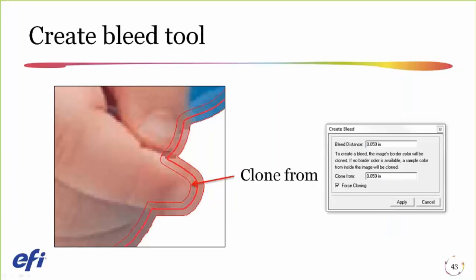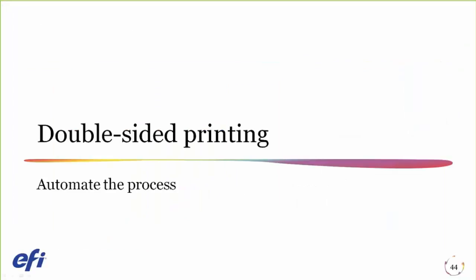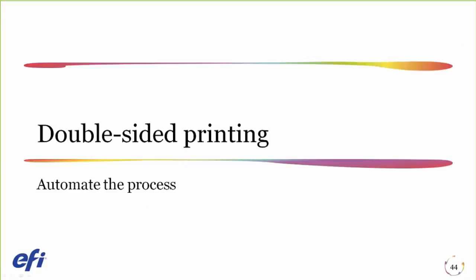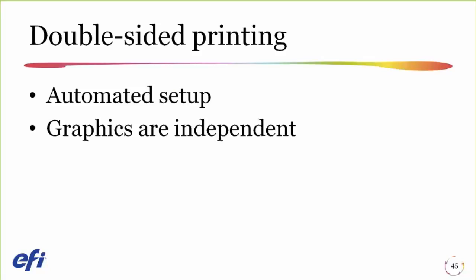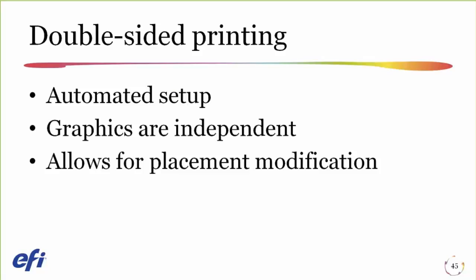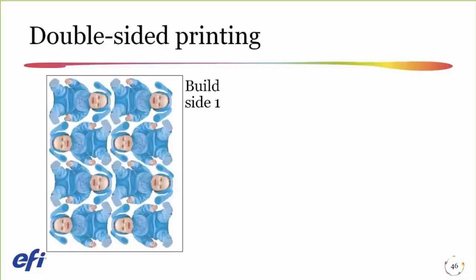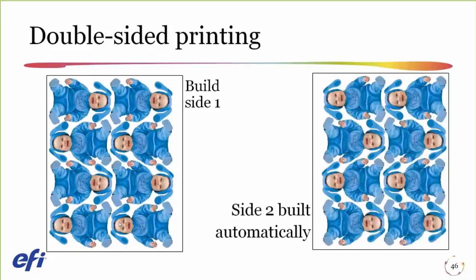Okay, so let's now look at our last tool that we're going to look at today, which is double-sided printing. So double-sided printing, again, automates the process, but the graphics are still independent, as you'll see in a bit. And it allows for placement modification. So here I have a document set up for double-sided printing, and you'll notice they're fit in nice and tight.